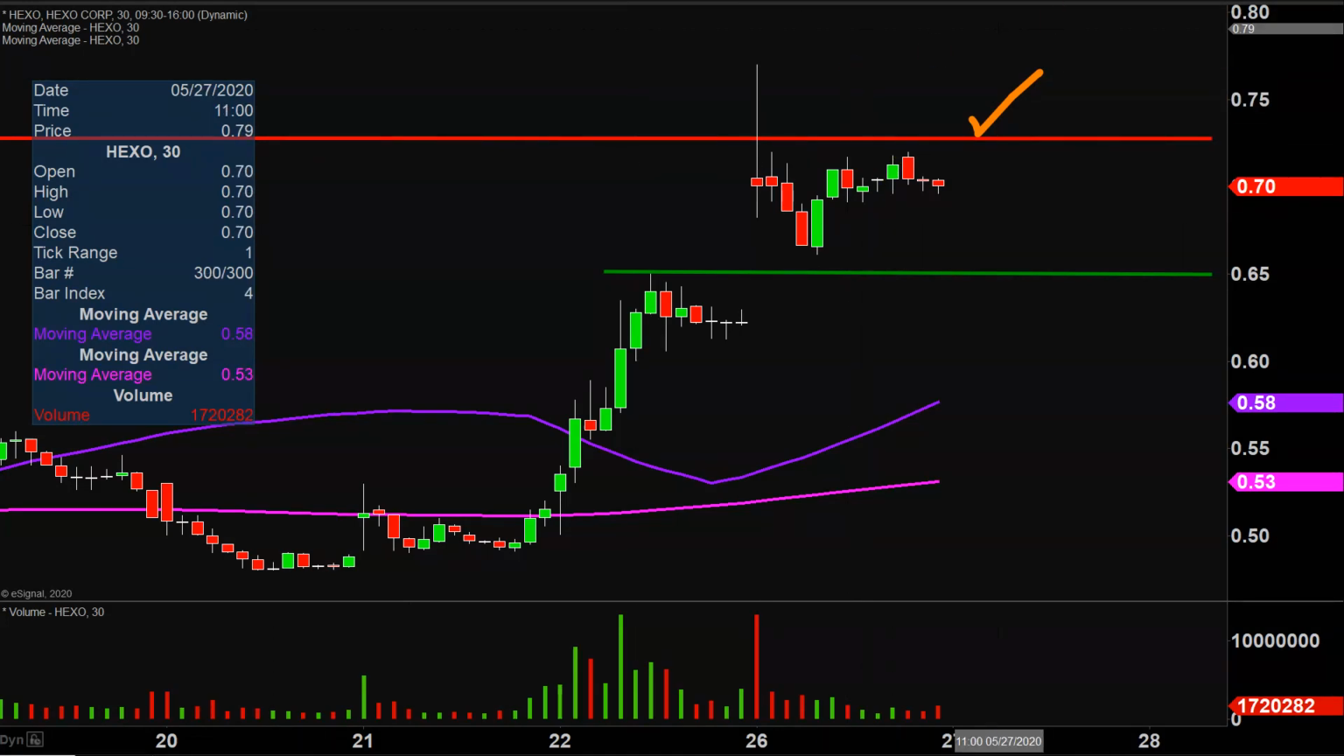But all in all, keep your eye on these levels going forward, and a very nice way to start off the week, so let's see how this one continues to play out.